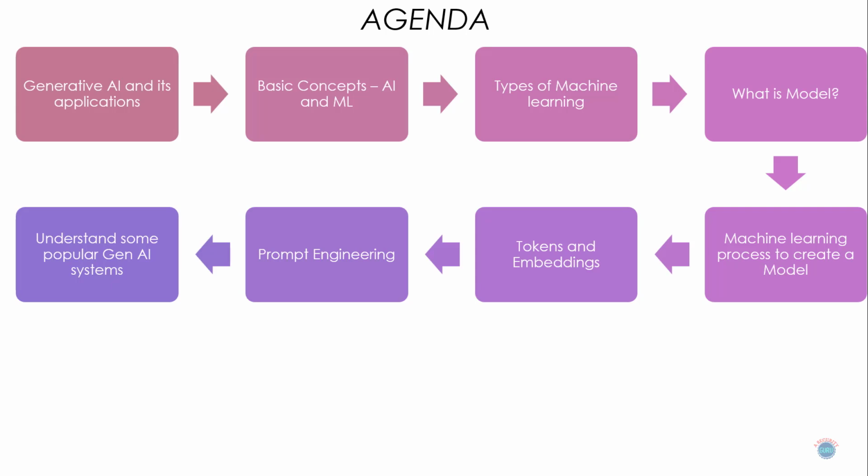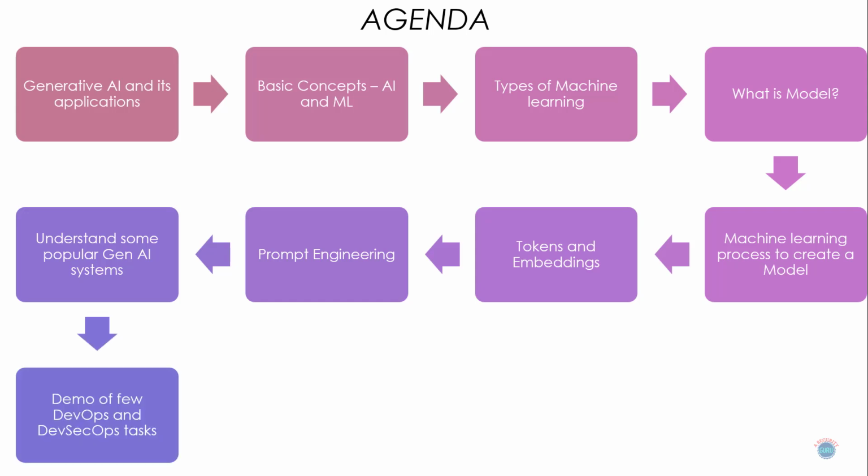Once we have learned about prompt engineering, we will move to the next step, where we will understand some popular GenAI systems that are available in the market. We will understand which models are being used in those AI systems, how those models have been trained, and we will apply the basics that we have learned in our previous lectures to understand those systems. Once we have done that, we will move to some hands-on demos where we will accomplish our DevOps and DevSecOps tasks by writing accurate prompts.